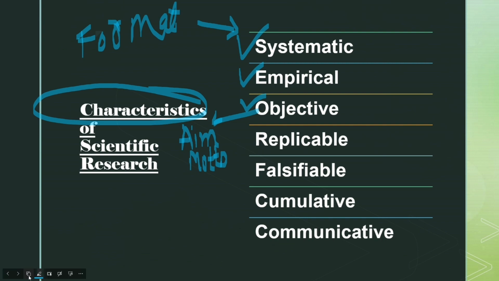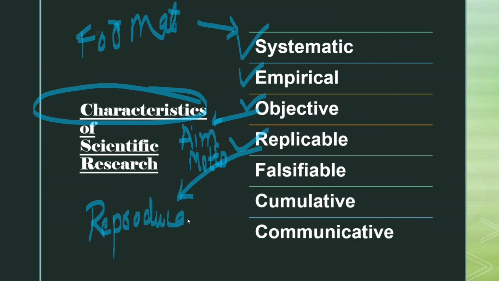Next important character is replicable. Replicable means that whatever finding is made by one researcher should be reproducible by other researchers under similar conditions, so that they can enhance or validate the results as well. Another important characteristic is falsifiability. Whatever hypothesis is formulated, the scientific hypothesis must be formulated in a way that allows it to be tested and potentially disproven, contributing to the advancement of knowledge.